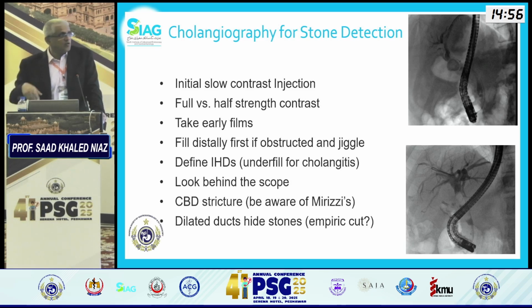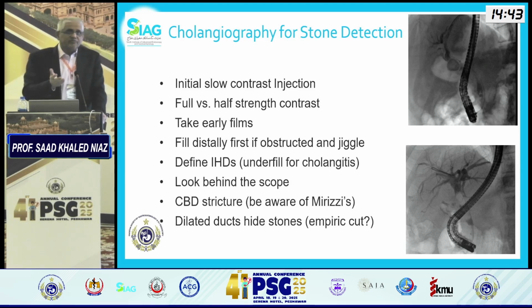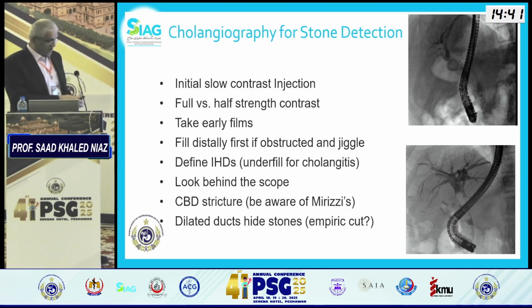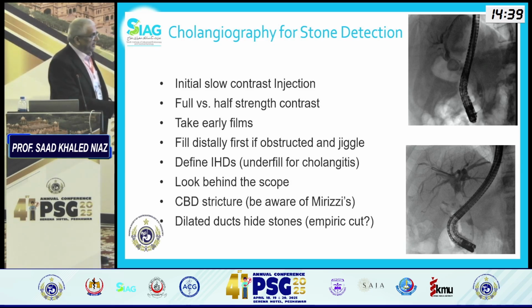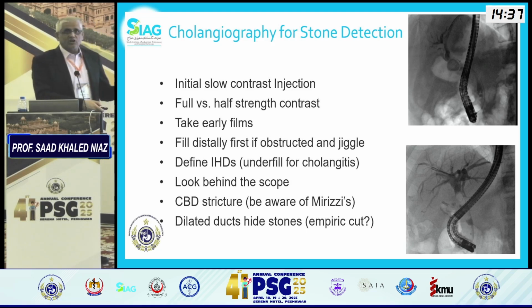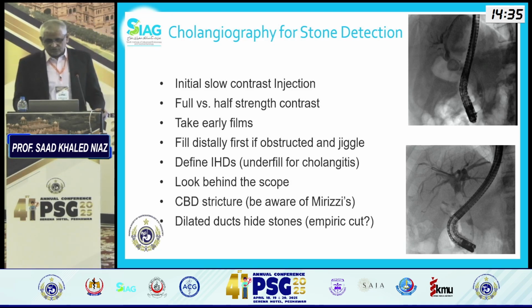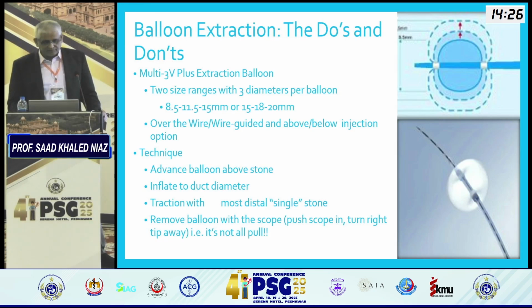I personally go up first. If I can take my cannula up, I inject from up down. That way I ensure my stones will not go up into the intrahepatic system. And it's always important to turn your scope if you can't see, because quite often this particular area is blocked. And if there's a small stone, you can easily miss it. So it's important to jiggle and move your scope. And we've already discussed Mirizzi.